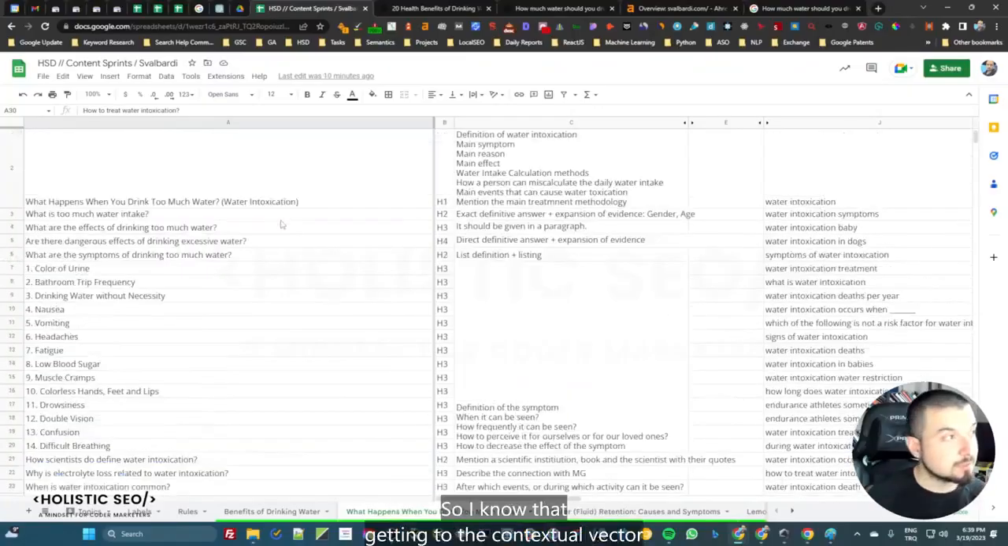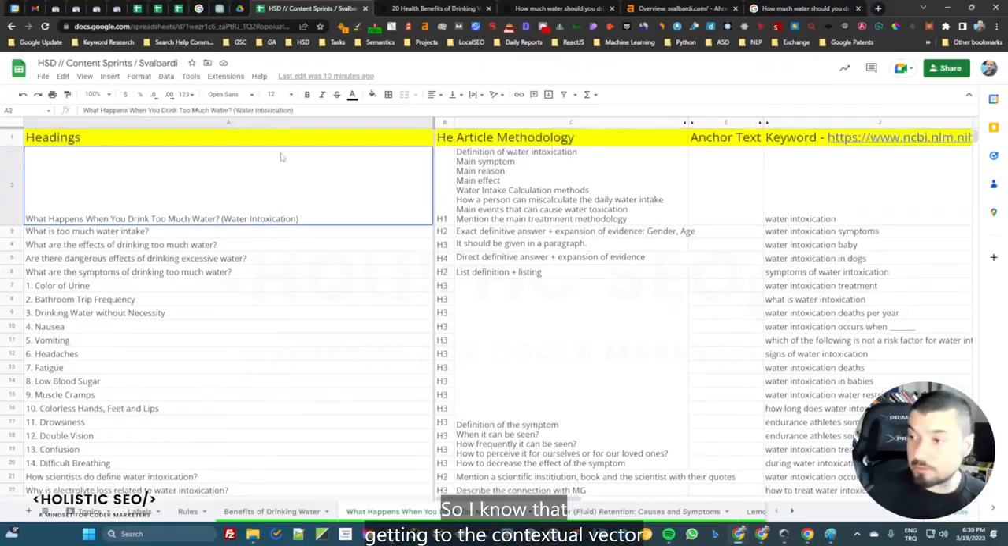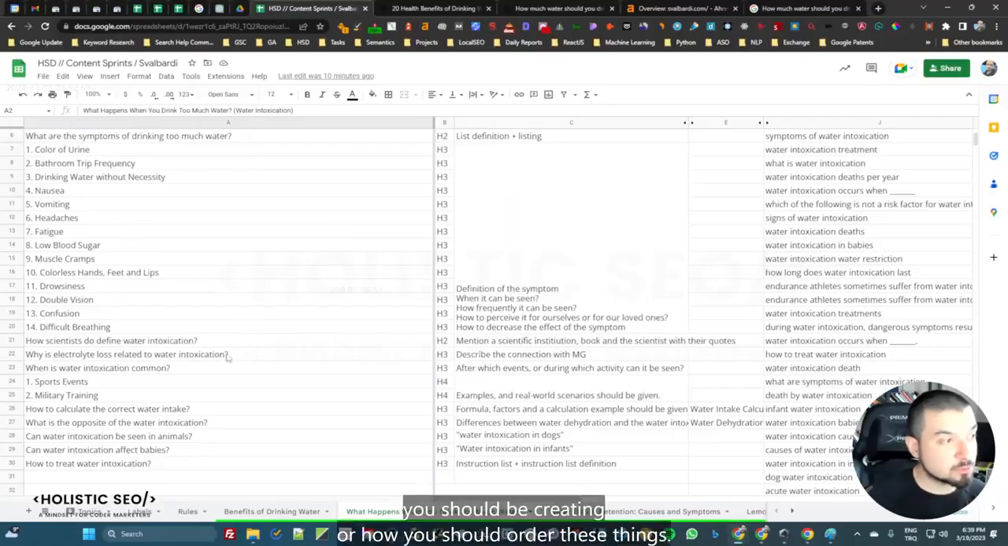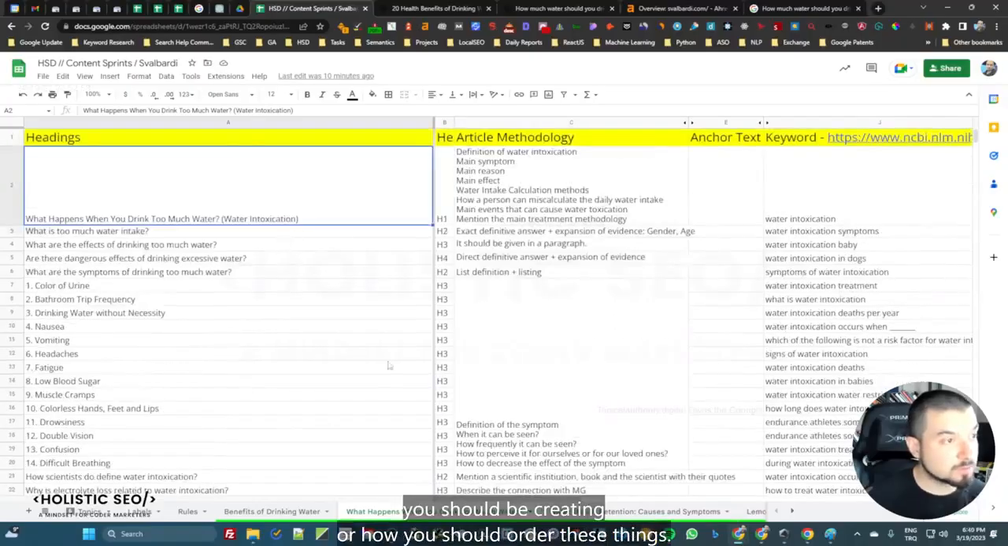So I know that getting the contextual vector as it should be is sometimes a little complicated. But once you are able to do these things by yourself, you will start to feel what kind of transition you should be creating or how you should order these things.